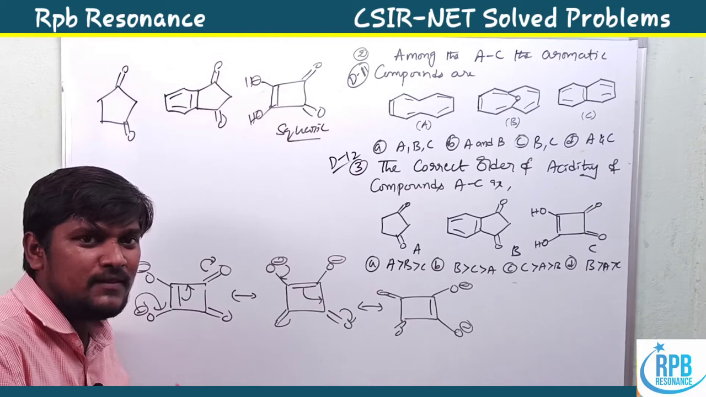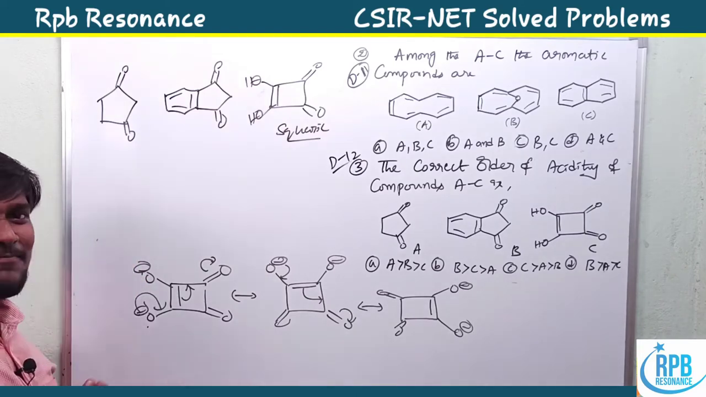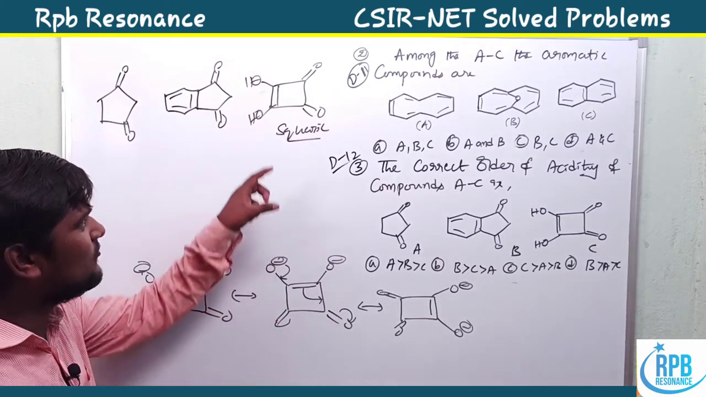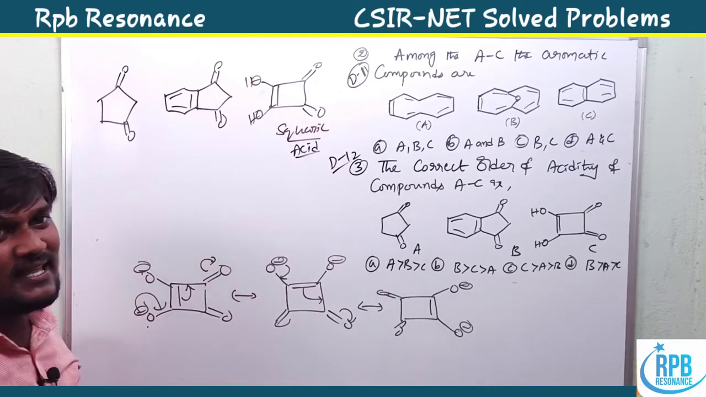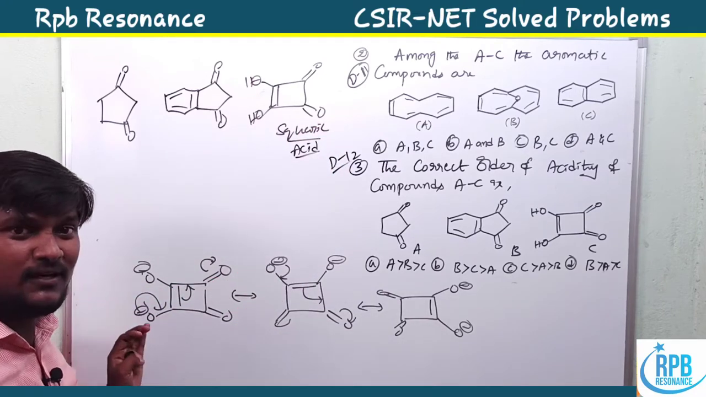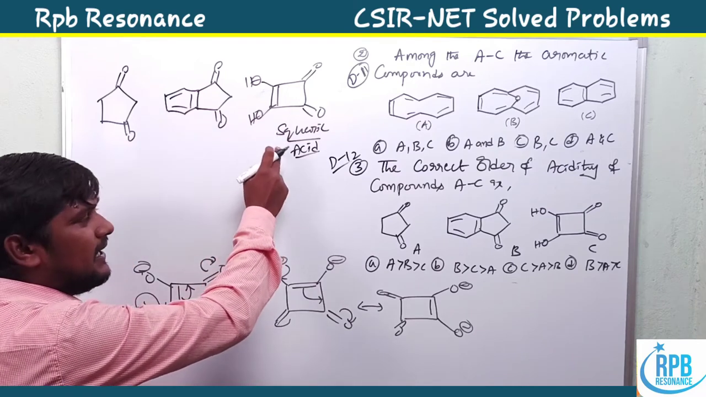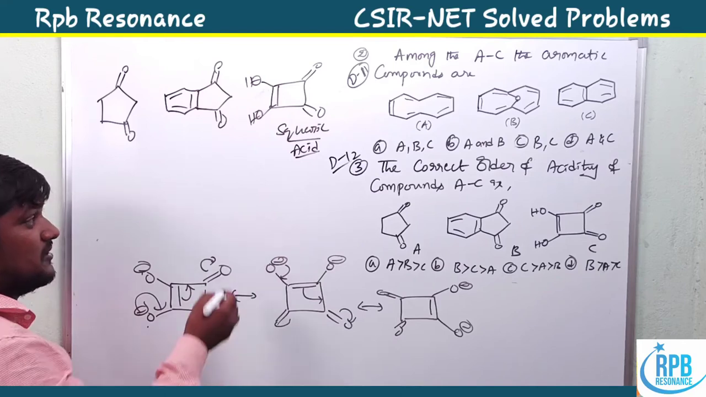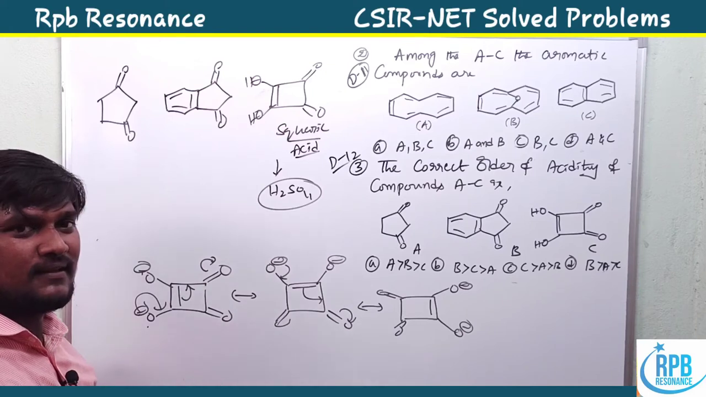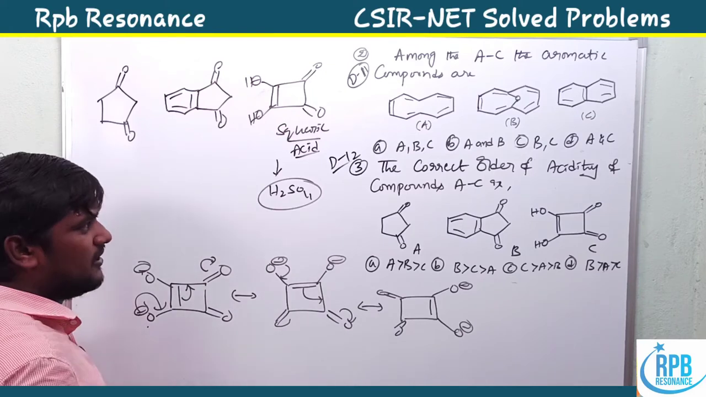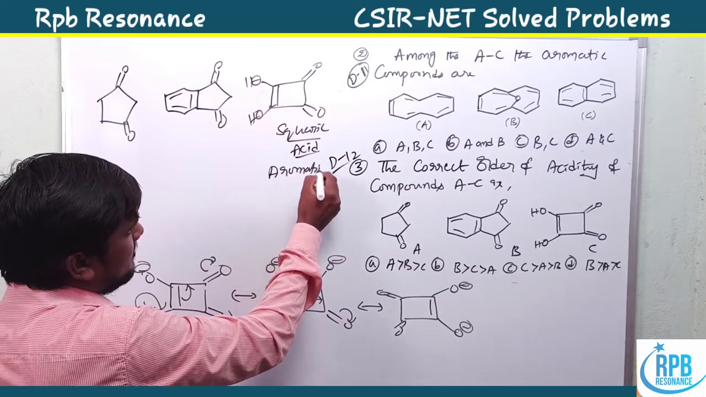It gives this many resonating structures when it appears as a dianion, which forms by the loss of two protons from squaric acid. Those dianions are very stable due to resonance. That's why squaric acid acts as a more acidic compound, like H2SO4. That's why squaric acid is more acidic in nature, due to its resonance. Simply, it is aromatic in nature.